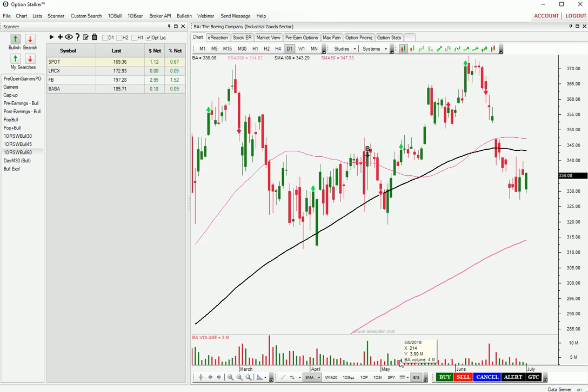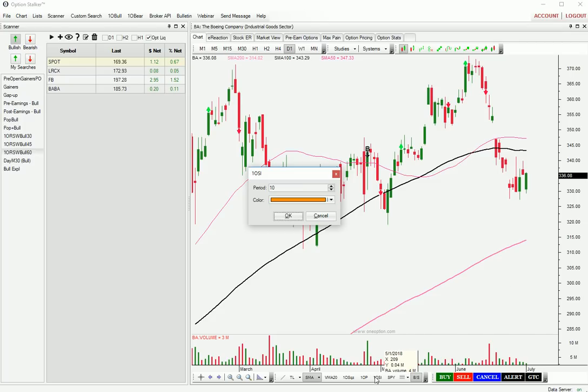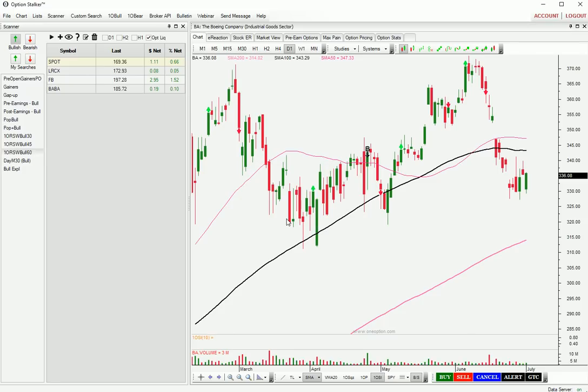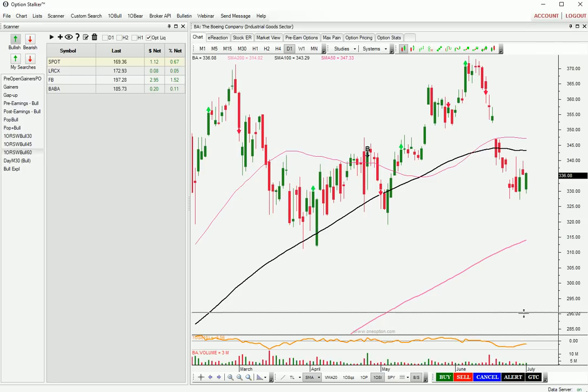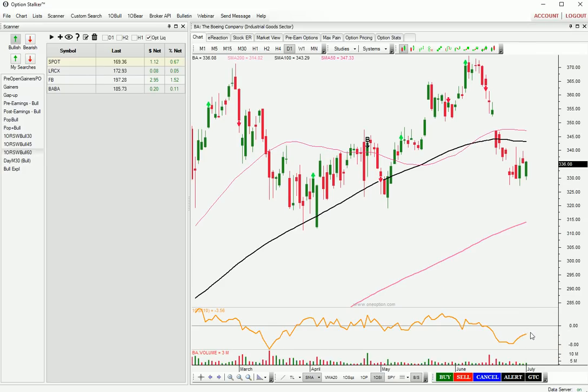I also want to put up a proprietary indicator called 10SI. I'll use a 10-period moving average. This will show us relative strength to the overall market. So ideally, we're right around the 0 point. We've got a nice moving average lending support, and some decent upside for the stock to rally into earnings.